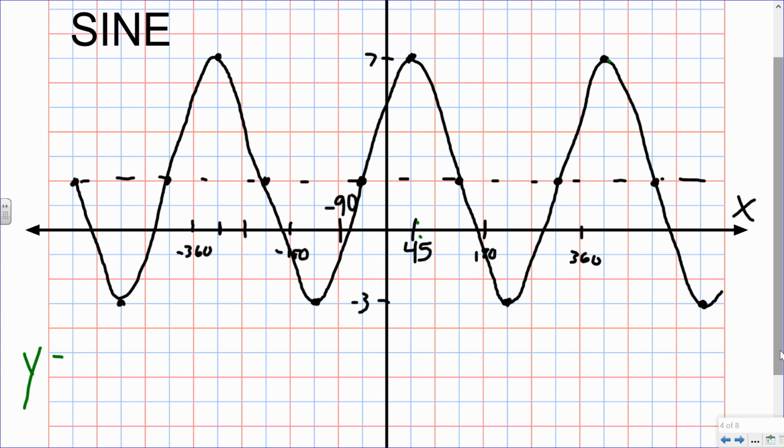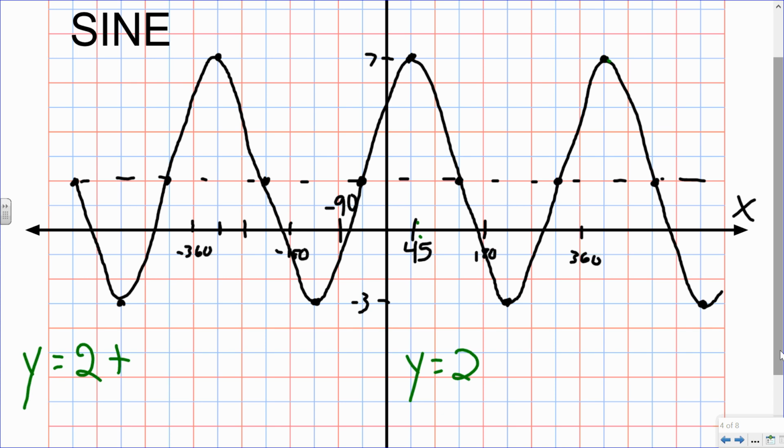So y equals and y equals. One will be a positive sine function. One will be a negative sine function. They will both have the same center line and amplitude though, right? So tell me what my center line is going to be on this one. Like 2. Negative 3 and positive 7 are 10 apart. So halfway in between is 5. 5 above is 2. 5 below is 2. So 2 for my center line.